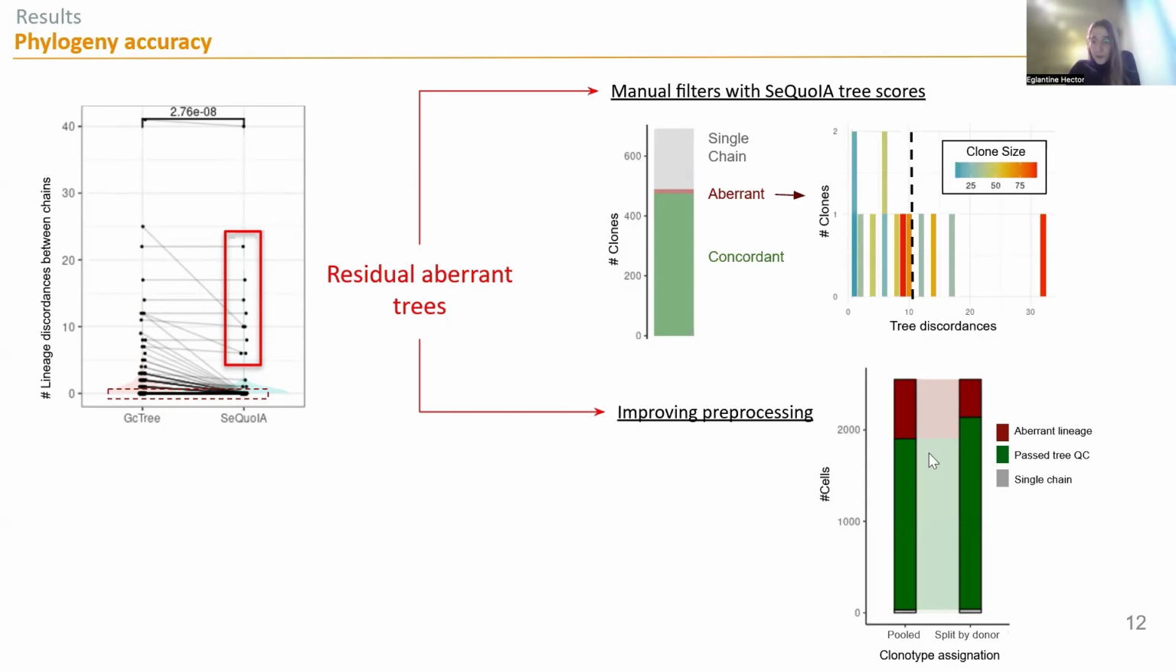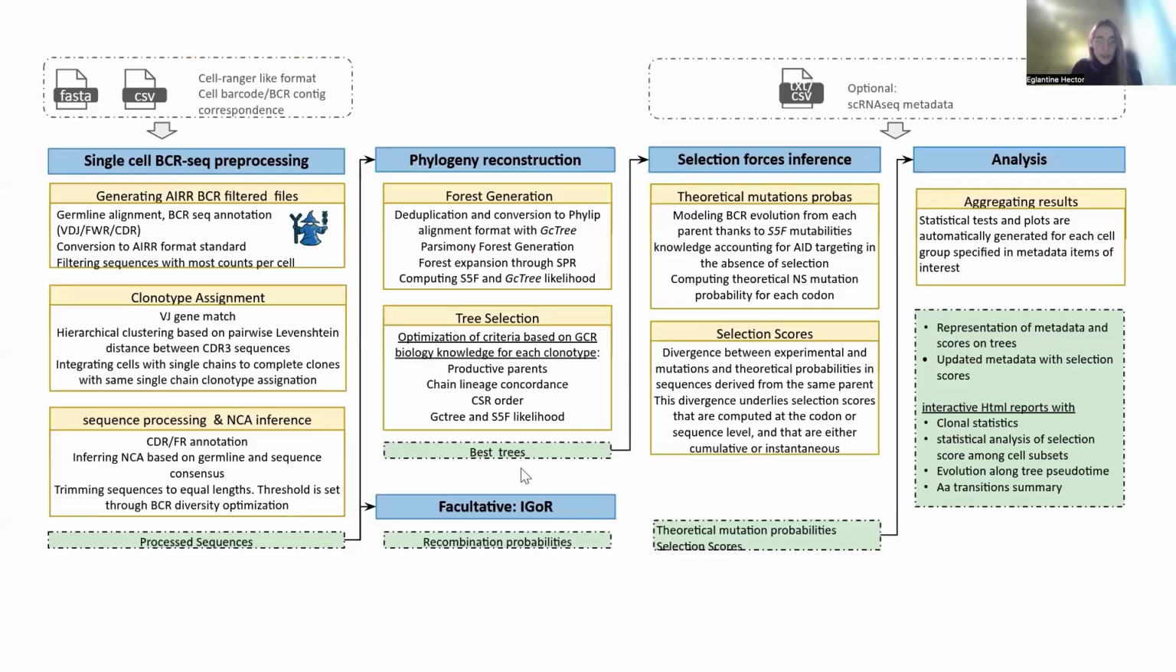And so we proposed one improvement for clonotype assignation. We split sequences by donors before hierarchical clustering. And indeed, we improved tree accuracy by introducing this improvement. So all this suggests that phylogeny tree reconstruction quality is dependent on preprocessing and data quality altogether. Okay, and now that we have reconstructed our trees, the next step of the pipeline uses these selected trees to infer selection pressure.